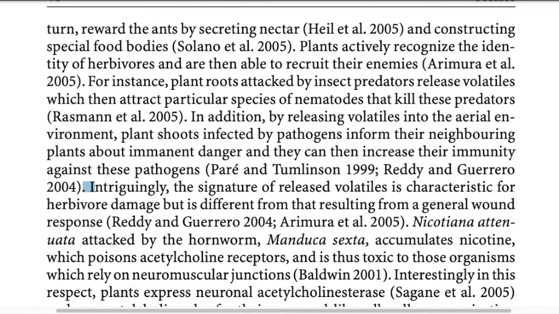Let's proceed. Intriguingly, the signature of released volatiles is characteristic for herbivore damage, but it is different from that resulting from a general wound response. Nicotiana tenuata, attacked by the hook hornworm, accumulates nicotine, which poisons acetylcholine receptors and is thus toxic to those organisms which rely on neuromuscular junctions.